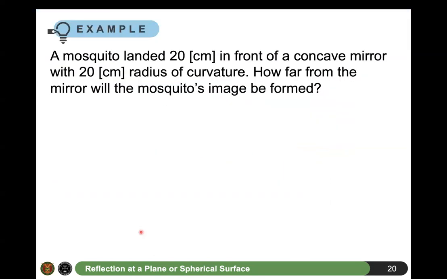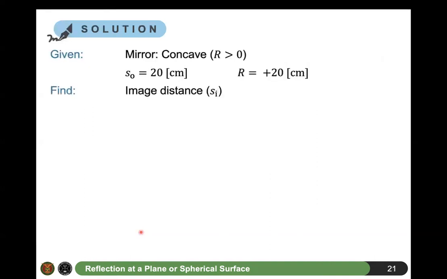For example, a mosquito landed 20 centimeters in front of a concave mirror with a radius of curvature of 20 centimeters. How far from the mirror will the mosquito's image be formed? Okay. So, concave. So, ano yung tsura niya? Para siyang pa-cave. Okay? And since concave, yung R na gagamitin natin will be greater than 0 or positive. So, dito na important yung pag-apply ng sign conventions. Okay? S naught is 20 centimeters, positive. R will be positive 20 centimeters.